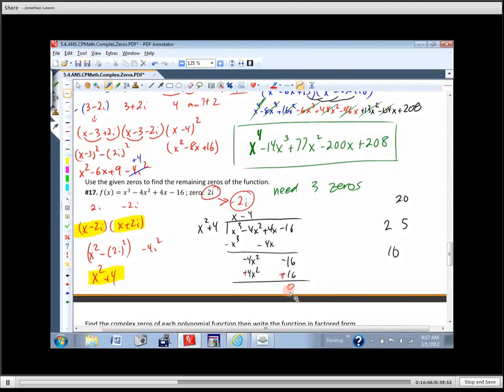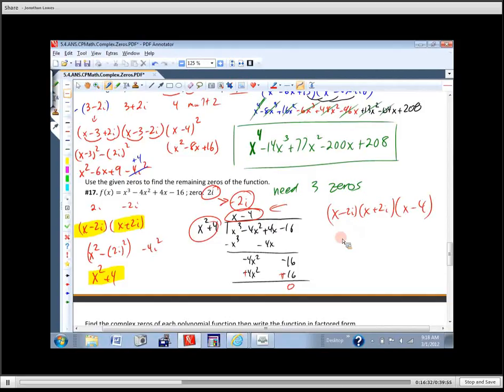Okay? What does that mean about this? Well, what it means is this is a factor, and it means it goes in evenly. This is our quotient. That means this also is a factor. So if we had to write all of them down, there's x minus 2i, there's x plus 2i, and then there's x minus 4. So just to double check, you don't have to do this every single time.